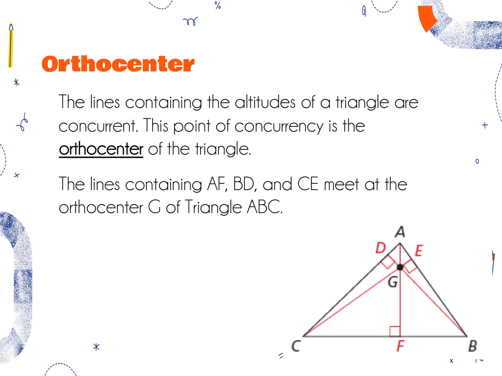Next, we're going to talk about the point of concurrency of the altitudes, and that's called the orthocenter. The lines containing, in this picture, AF, BD, CE are all meeting. Those are all the altitudes. All the altitudes are the red lines here. So all of the red segments are the altitudes in this particular figure. And they're all meeting at point G, which is the orthocenter. Notice this is an acute triangle, and the orthocenter is inside the triangle.